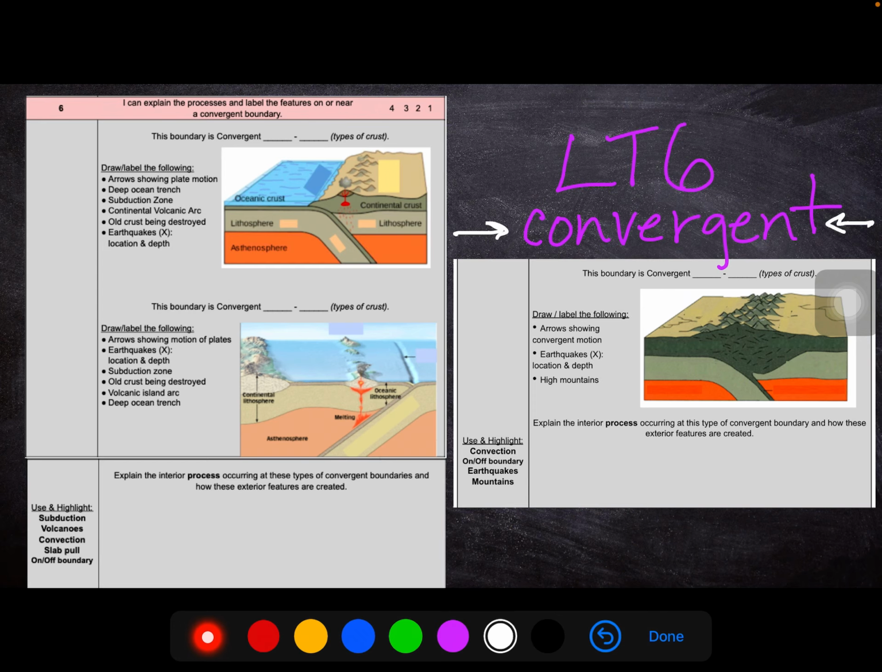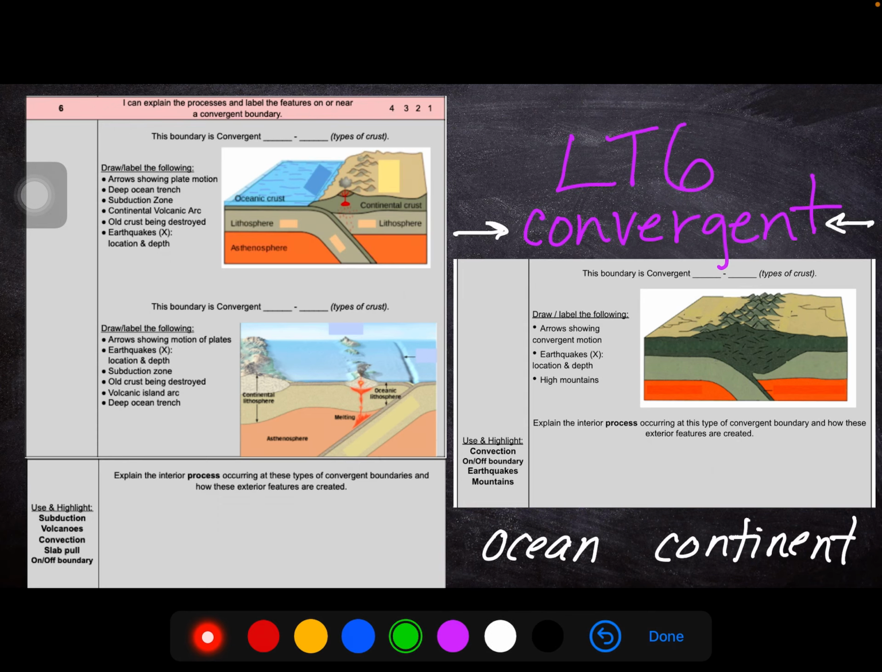One, because there's a lot of things happening. But two, there's 3 different kinds. And remember, there's 3 kinds because of the crust interactions that can occur. We have 2 types of crust that exist on Earth: oceanic crust and continental crust. So remember, when you're looking at learning targets or any plate boundary, you are going to be asked not only what is the boundary type, so how are they moving, but also what crusts are involved. So on these blanks, you're filling in what types of crusts are there for each boundary.